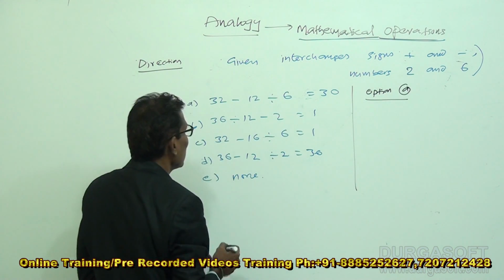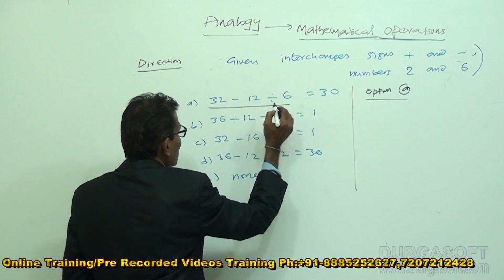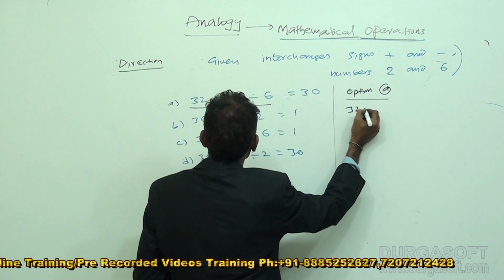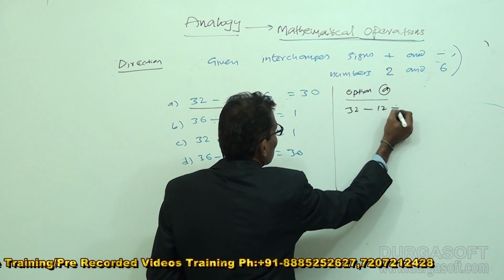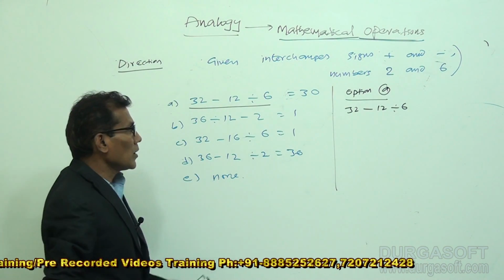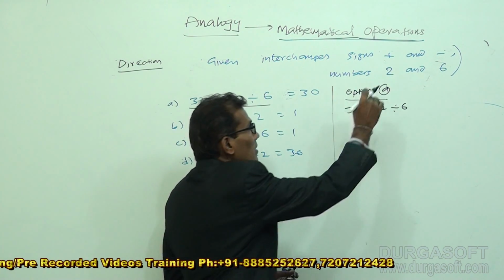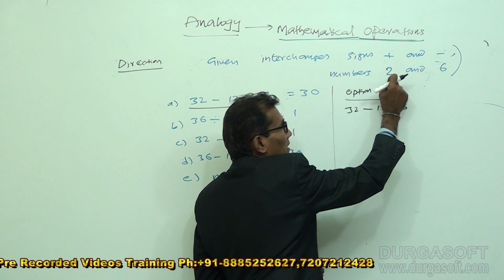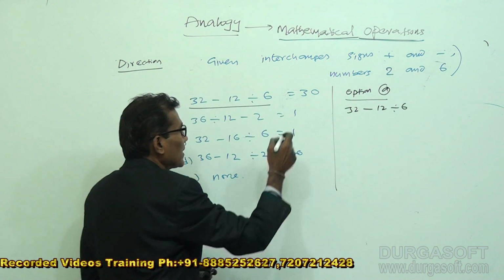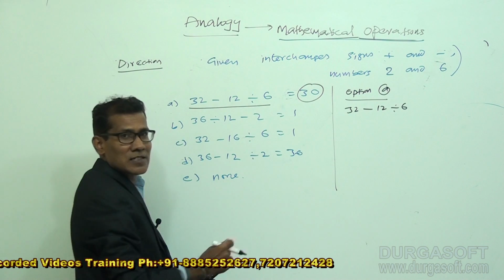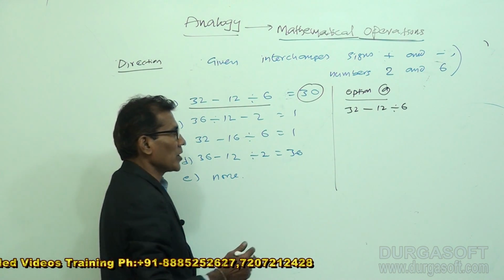So what is option A? I am taking the LHS of option A. It is 32 minus 12 divided by 6. According to the directions on interchanging the signs plus and minus and the numbers 2 and 6, if I get the result 30, option A is going to be correct.